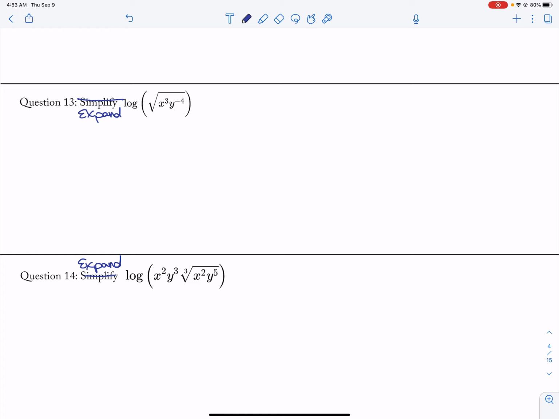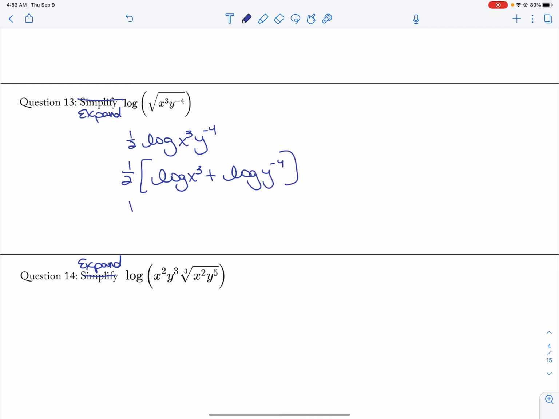So this square root means that I have this coming in front. And then it's 3, actually maybe I should do this in separate steps. Okay. 1/2 log x cubed y to the negative 4th. So then I have 1/2 log of x cubed plus log of y to the negative 4th. And then I have 1/2 times 3 log x minus 4 log y. Okay.